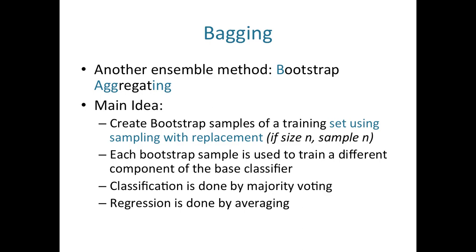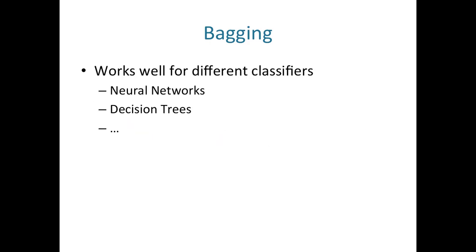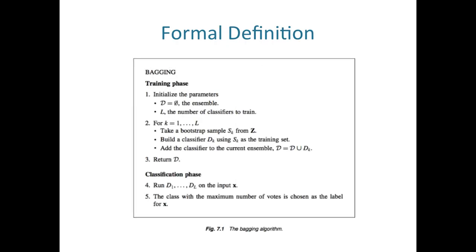Each bootstrap sample that you create is used to train a different classifier. In the case of classification, the final label is assigned by majority voting. In the case of regression, it's averaging. Bagging has been shown to work well with different types of classifiers, for example, neural networks or decision trees, and in fact we'll see that random forests take advantage of that. It's an ensemble method that is focused on decision trees.